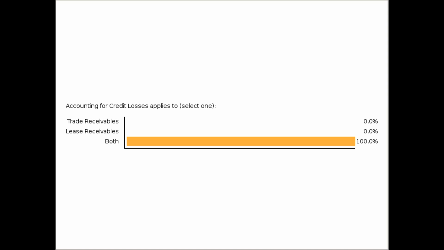Okay, we're going to do our next polling question. Question number 2, accounting for credit losses applies to, please select one. A, trade receivables, B, lease receivables, C, both.